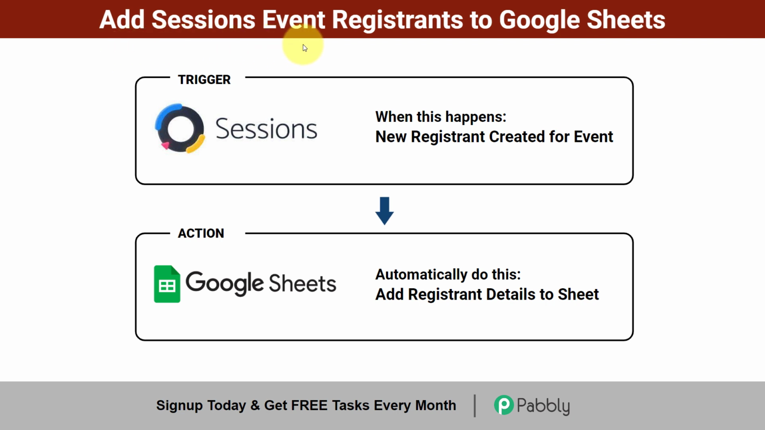How to add Sessions event registrants to Google Sheets automatically. Sessions is an amazing meeting software, and assume that you have conducted an event here, and whenever a new registrant is created for the same event, I will show you how to immediately and automatically add the registrant details to Google Sheets so that you do not have to manually export the registrant details and paste them here again and again. Want to learn how you can also automate this? Come with me and I will show you everything step by step.